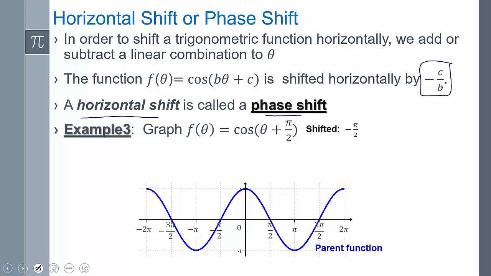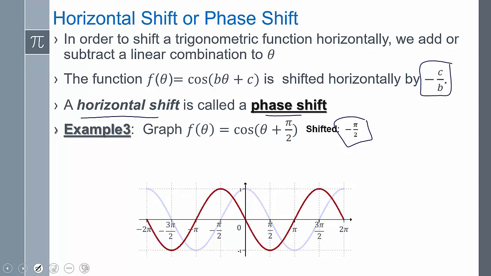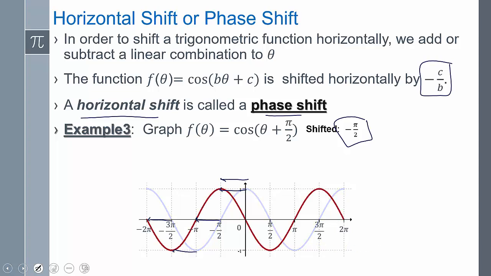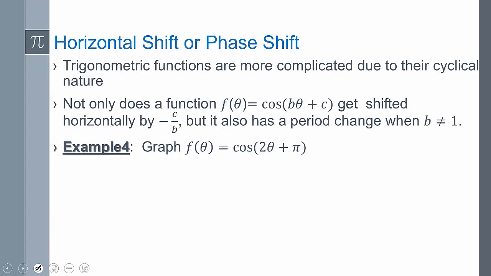If this is our parent graph, what's going to happen is because of this phase shift, it's actually going to shift over, so it moved over negative pi halves. So it starts here, and then it's going to shift over. Everything is going to shift over that negative pi halves. And that's what the phase shift does.